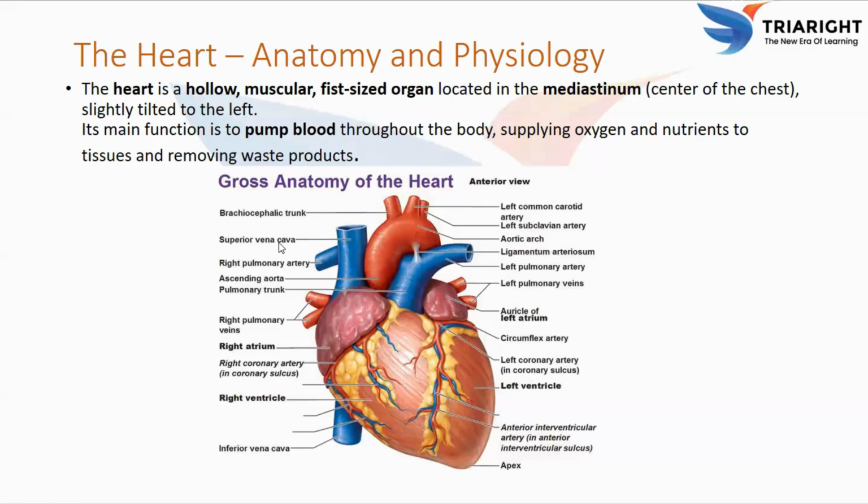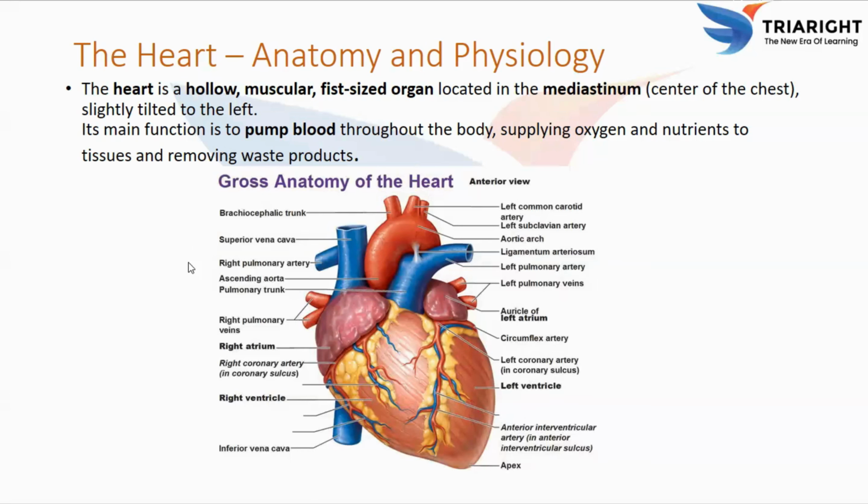Here you can see a superior vena cava, which is blue in color. It brings the deoxygenated blood from the upper body into the right atrium. You can see the inferior vena cava over here towards the bottom. This brings the deoxygenated blood from the lower body to the right atrium.